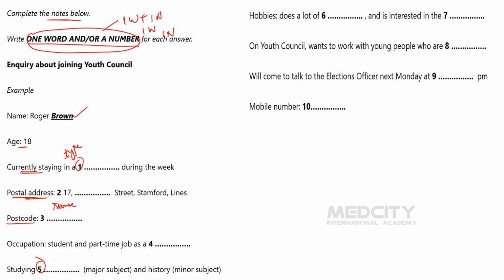Then postcode, which will be a number. Occupation: student and part-time job as. So you can hear the name of a job being mentioned. Then studying, dash and dash, and inside brackets it's given major subject. So a subject is expected to be heard here. Now let's try. You will see that there is an example that has been done for you. On this occasion only, the conversation relating to this will be played first.